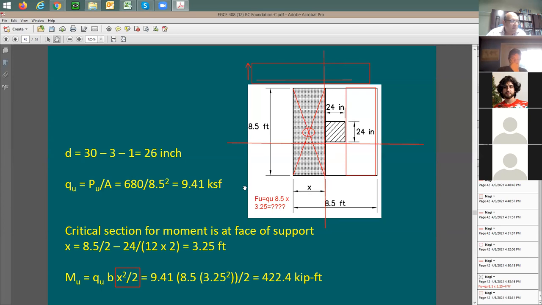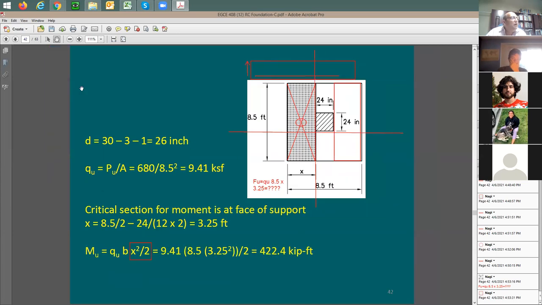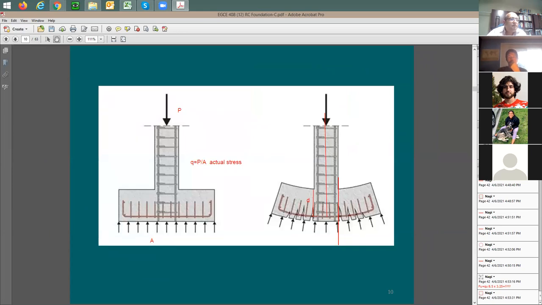Yes? No? Yes, it makes sense. Okay. Can you explain that last part again? You said the length supporting the whole moment is 8.5 feet. All right, no problem. I'm trying to work here on this section of the footing, right?